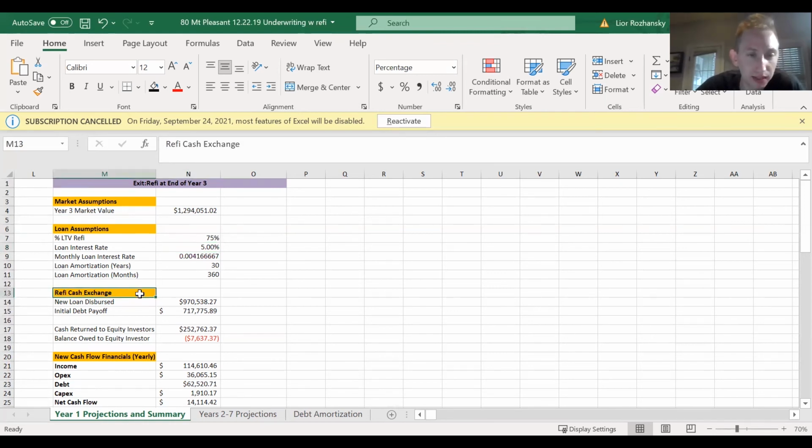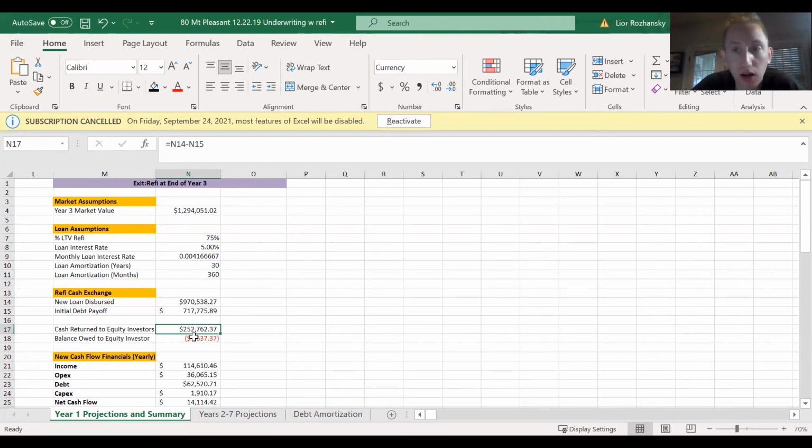So then you can see I did the actual numbers. If I were to do that cash out refinance, this would be my new loan disbursed, and this is just this 1.3 number times 75%. Now, I also know what I would need to pay off from the original debt I borrowed. So it'd be 720. I'd get a new loan of 970, which means I would essentially be able to cash out $252,000, which is fantastic, right?